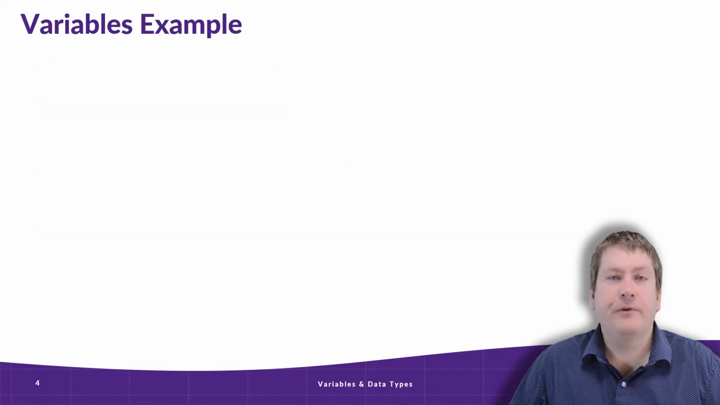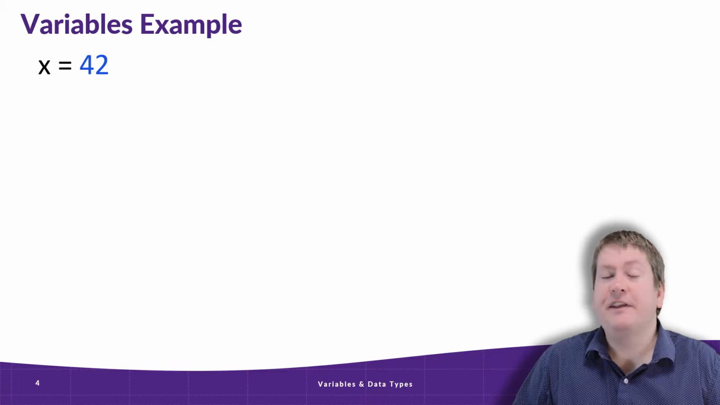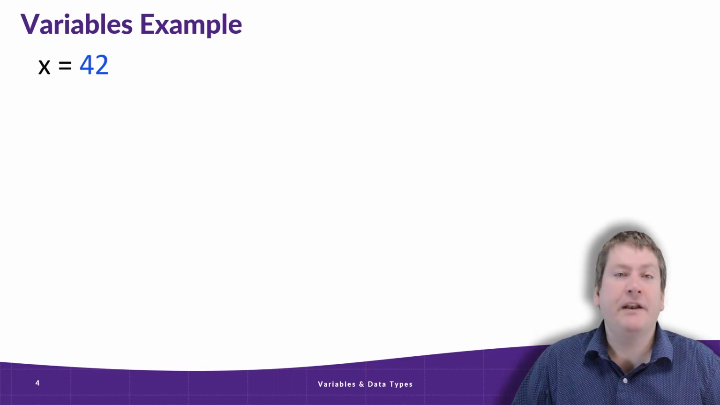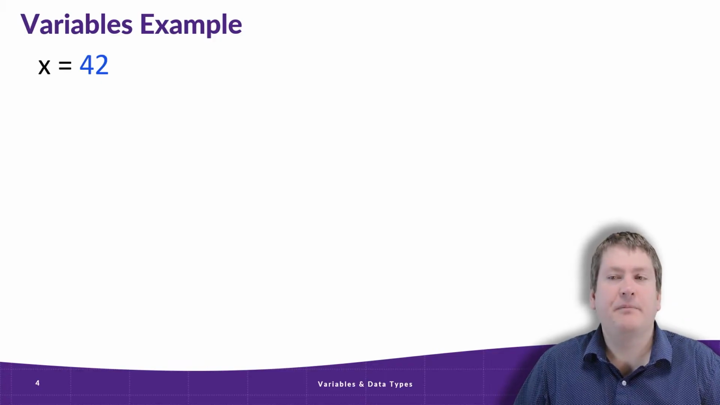Okay, let's trace through some Python code that just does some basic variable assignments. First up, we have x equals 42. Remember, the equals is the assignment operator. It's not the same sort of thing as equals in arithmetic. It means whatever's on the right-hand side, evaluate that, and then bind the variable name on the left-hand side to that object that results from that expression.